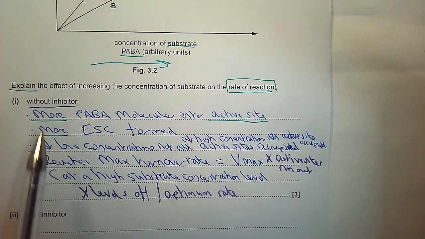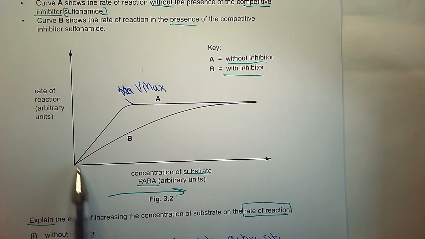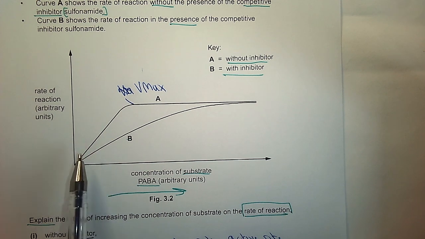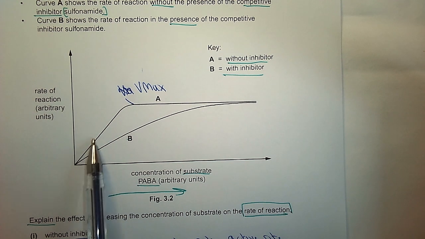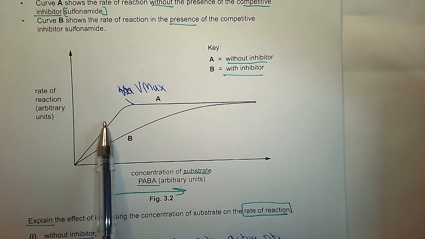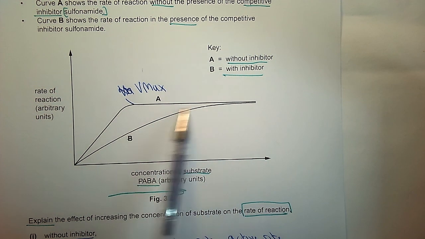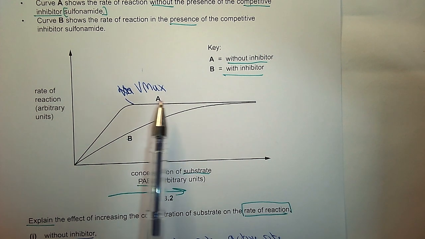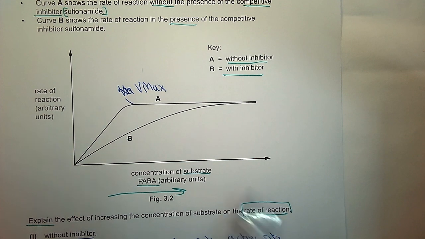Okay, so that's explaining what happens to the rate of reaction without an inhibitor. Just go through that one more time. At low concentrations, not all the active sites are occupied, so we've got a low rate of reaction. As we increase the substrate concentration, more PABA molecules enter the active site, so we've got more enzyme substrate complexes formed, so increasing rate of reaction. Eventually, at high concentrations of PABA, we reach Vmax, and that's when all the active sites are occupied, and therefore we've reached the maximum turnover rate of the enzyme.